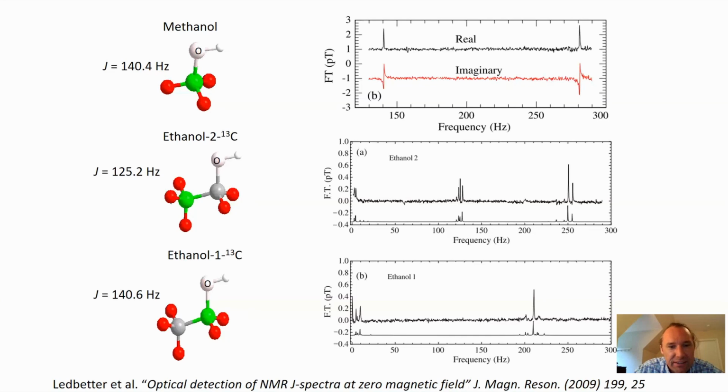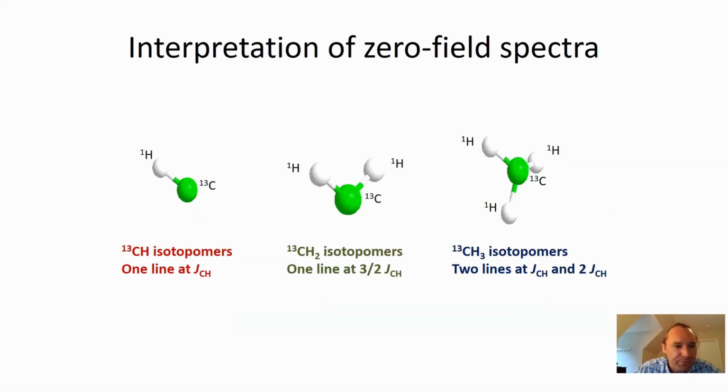And you can already tell that there's now some splitting that occurs in addition to these simple rules, which is due to additional J couplings that are much smaller, say between the protons on the CH2 group and the protons on the CH3 group. In the bottom, you have the carbon-13 label at a CH2 group, and that gives you J couplings at 3½ times the J coupling. So experimentally, this is kind of what we're observing.